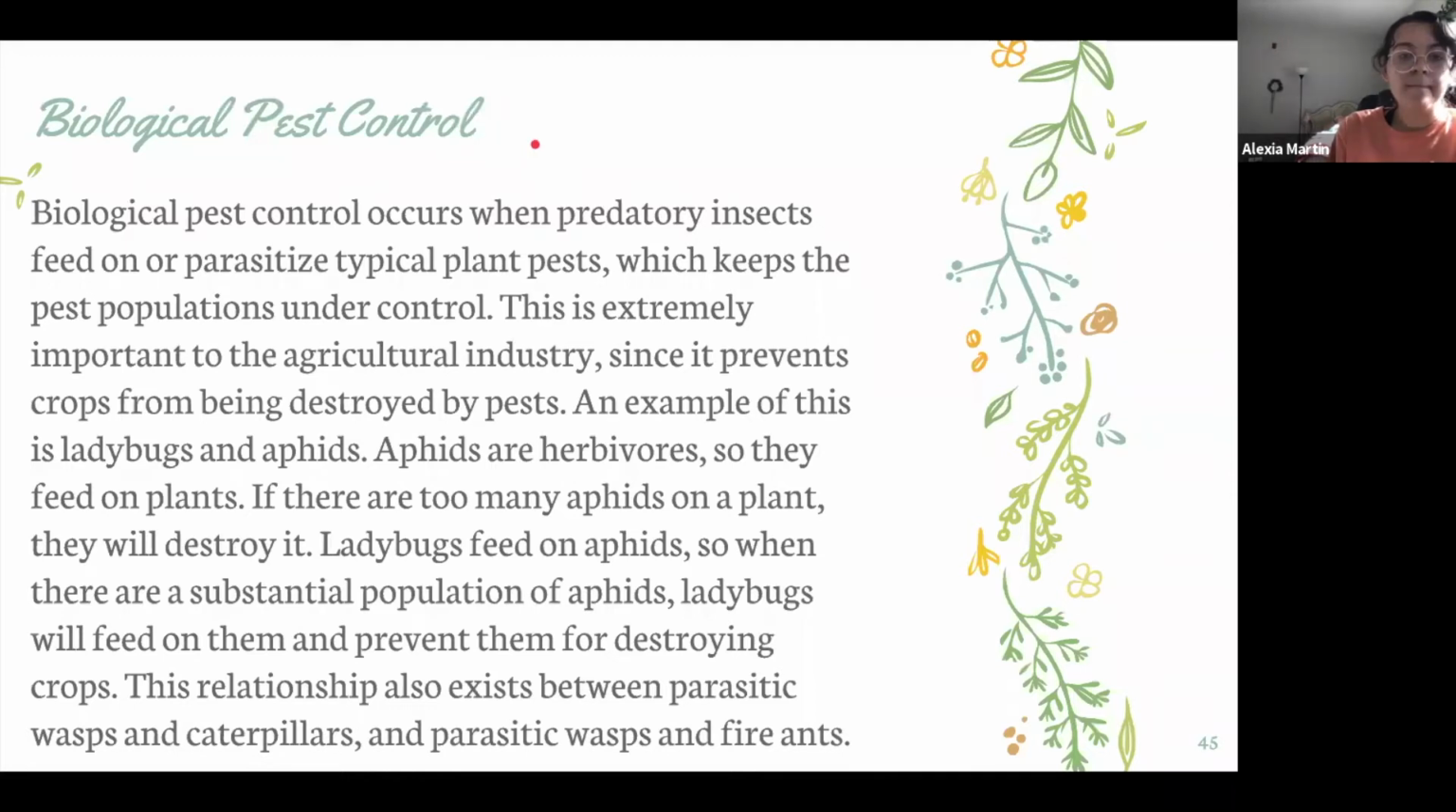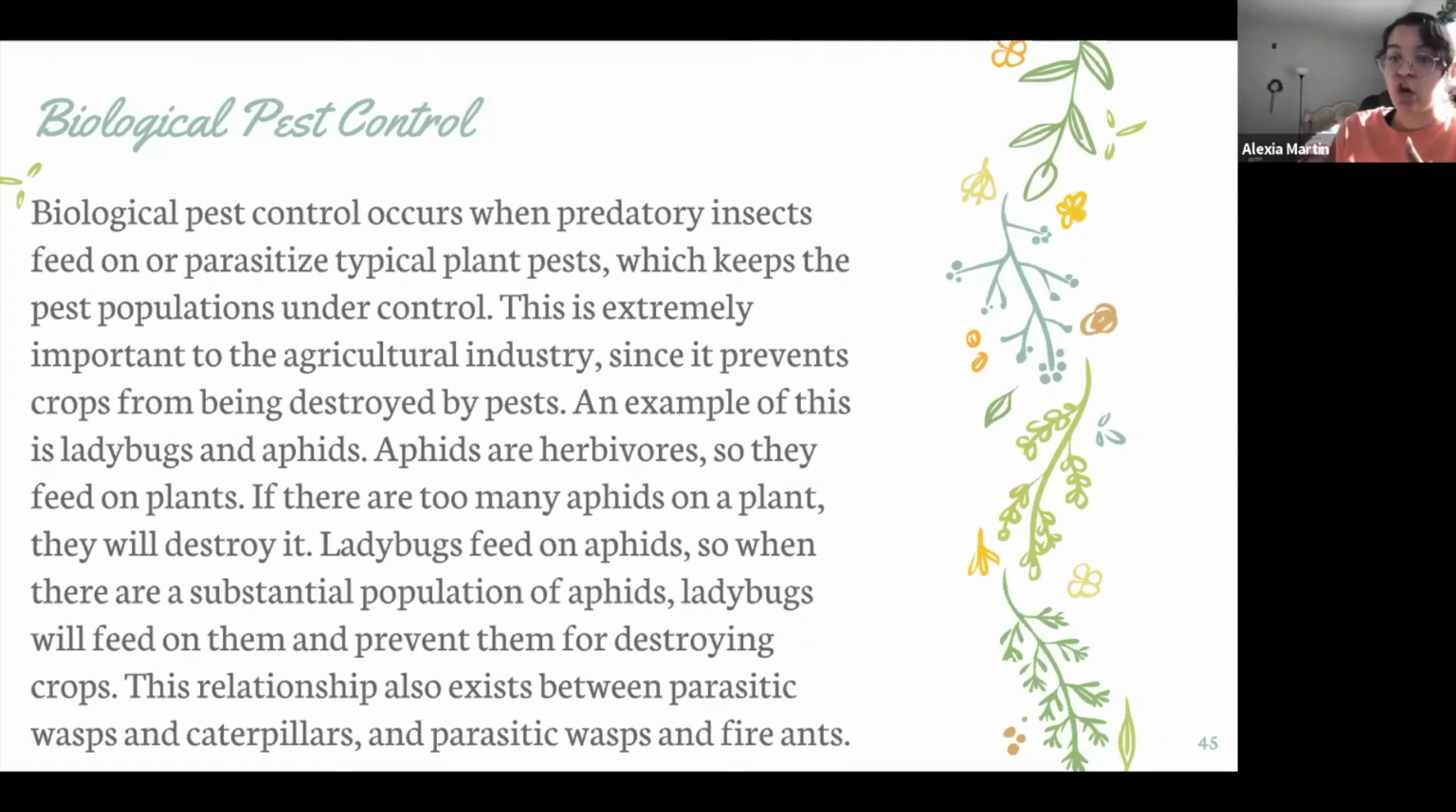So next we've got biological pest control. Biological pest control occurs basically when a predatory insect is feeding on or parasitizing typical plant pests, and this is helpful because it keeps the pest population under control. So this is also really important to the agricultural industry since it prevents crops from being destroyed by pests. An example of this is ladybugs and aphids.